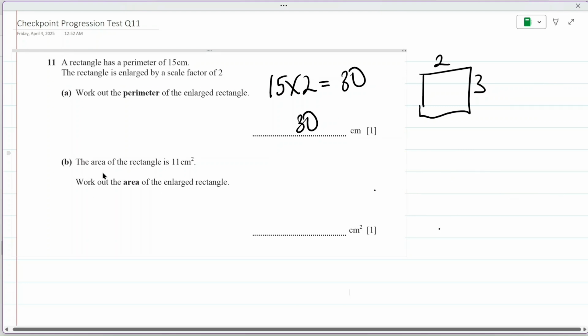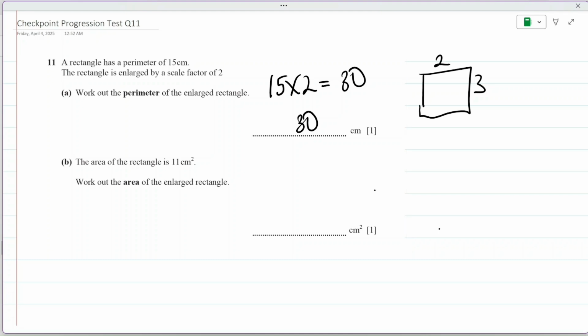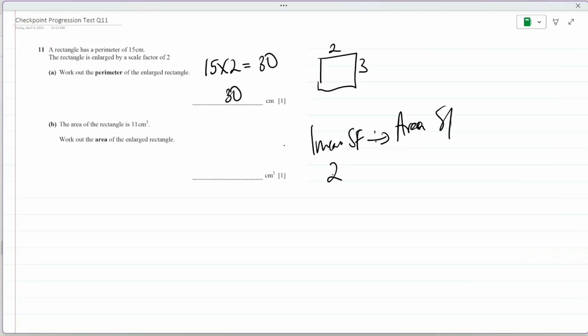Question 11b says the area of the rectangle is 11 centimeters square. Work out the area of the enlarged rectangle. If the area of the rectangle is 11 centimeters square and the rectangle was enlarged by a scale factor of 2, the scale factor of 2 can also be regarded as linear scale factor, which is 2, which you can change to the area scale factor. To change from linear to area scale factor, you power the linear scale factor by 2. So the area scale factor is 2 to the power of 2.